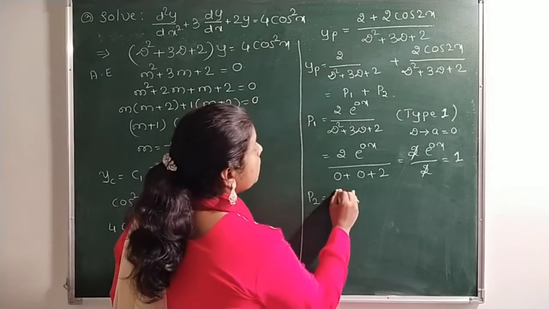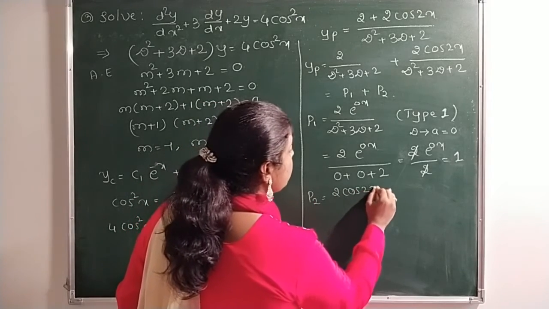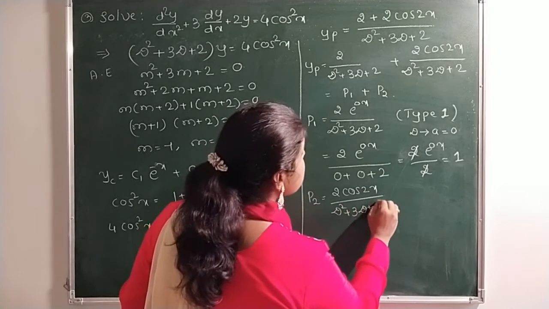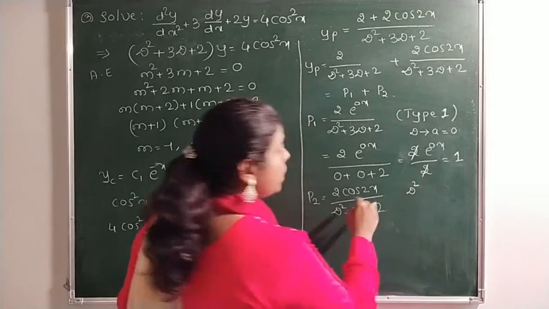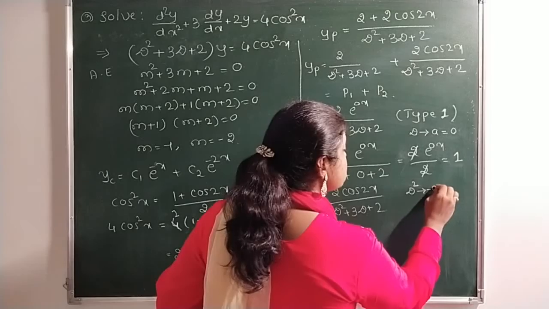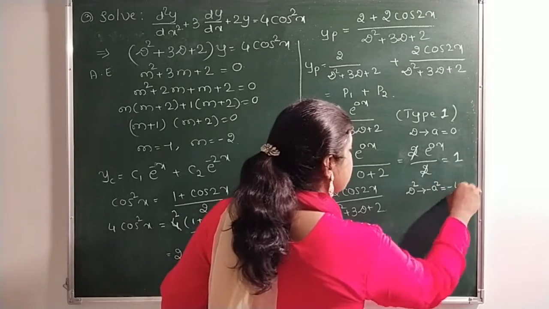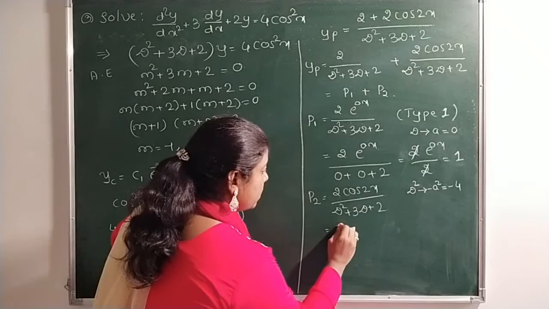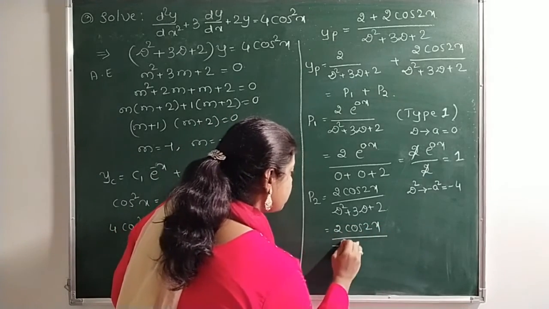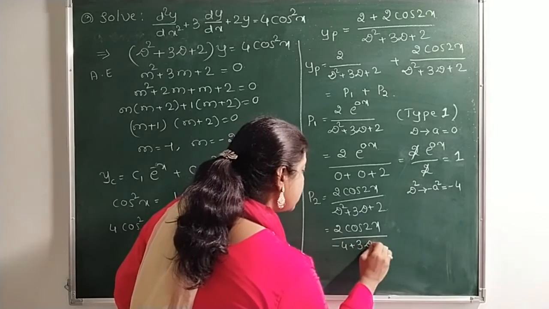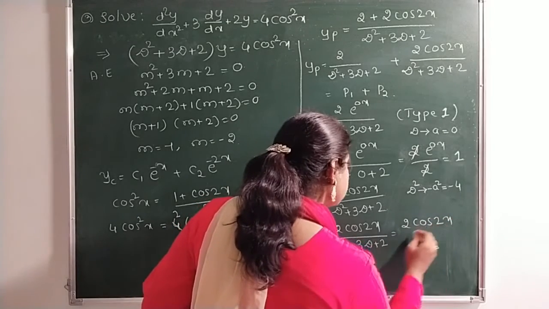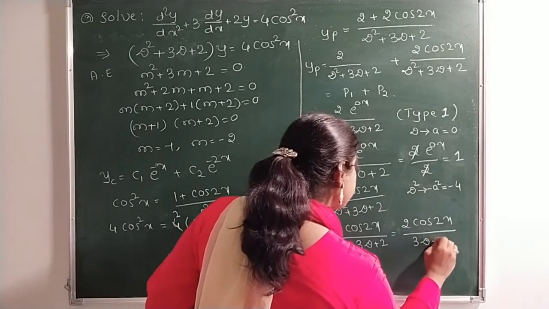Now P2. 2 cos 2x divided by D square plus 3D plus 2. Here the trigonometric terms are there. The D square you have to replace as minus a square. What is minus a square? Minus 4. So 2 cos 2x divided by minus 4 plus 3D plus 2 is equal to 2 cos 2x divided by 3D minus 2.